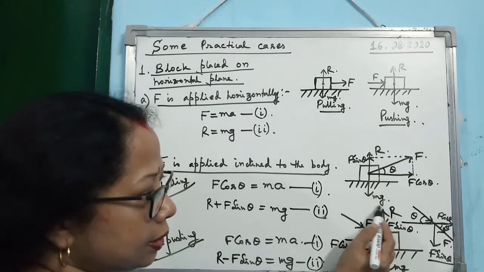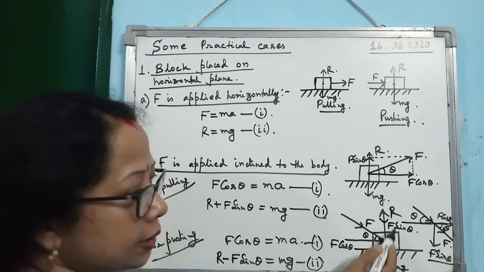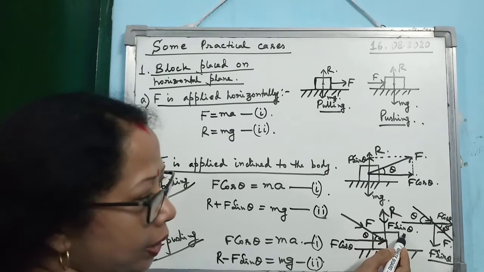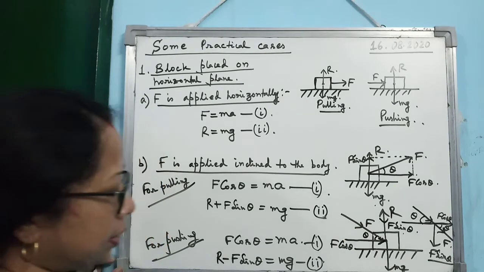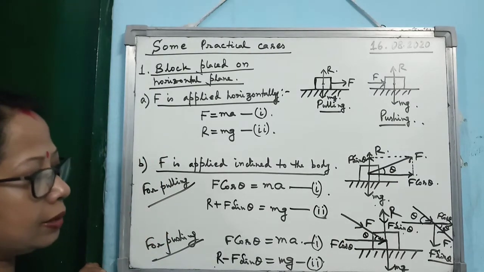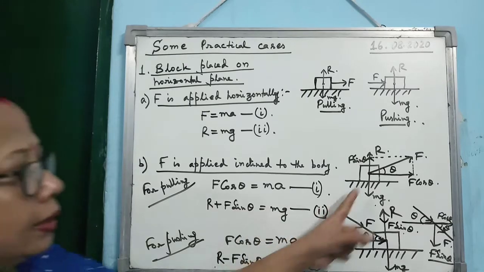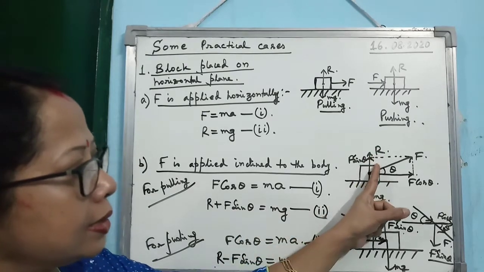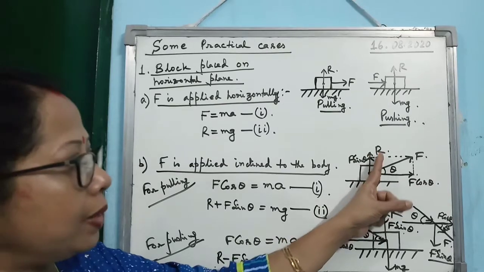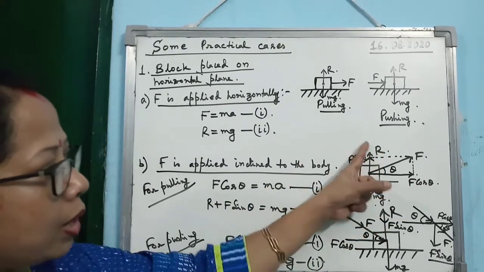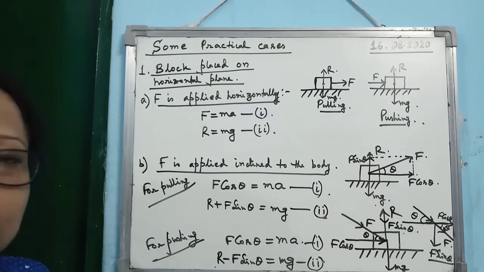Because if you consider these two forces, what is the resultant? R minus f sin theta, that is acting in the upward direction. And what is the downward force? Mg. So r minus f sin theta will be mg. In the other case, r and f sin theta are in the same direction, so what will the resultant be? It will be r plus f sin theta. So r plus f sin theta is equal to mg.